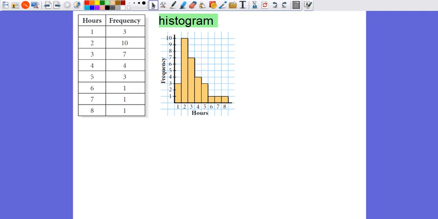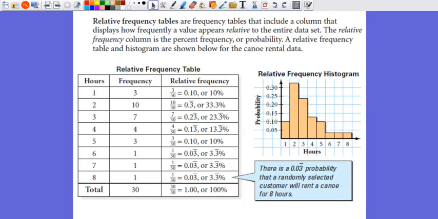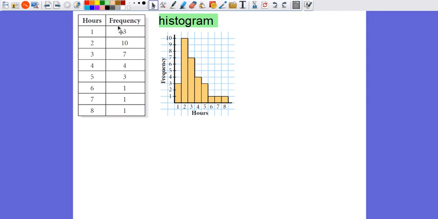You can think of this as, let's see, what's a good context to put this in? Okay, this is the number of hours someone rents a canoe. That's what the problem is about. So how many customers rented a canoe for 1 hour? That was 3 people. How many customers rented a canoe for 2 hours? 10 people. How many customers rented and rode a canoe for 3 hours? 7 people, and so on and so forth. So you can basically create a histogram by that.